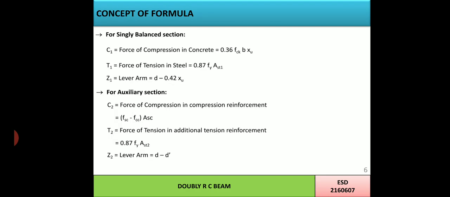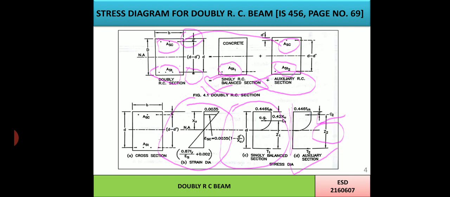First of all, let's understand the concept of formula for the singly balanced RC beam and auxiliary section. Talking about singly RC beam, all the forces were same as in the previous lecture. C1, that is force of compression in concrete, 0.36 FCK B XU; T1, force of tension in the steel, 0.87 FY AST; Z1, lever arm of the singly RC beam, d minus 0.42 XU. Now these all formulas were the same as in that case.